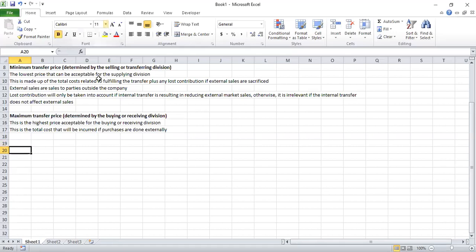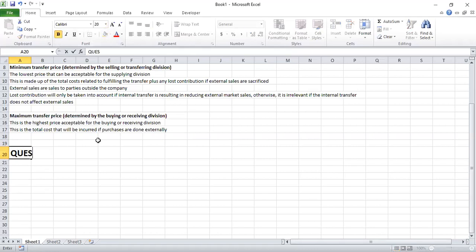What is the reason for me doing this? Remember, I said for you to determine the minimum transfer price is the cost that we are going to incur to produce the items plus any lost contribution. So we want to check if there is any lost contribution. You always have to check if there is any lost contribution unless they've already told you. In this case, they have not told us anything. So what are we going to do?